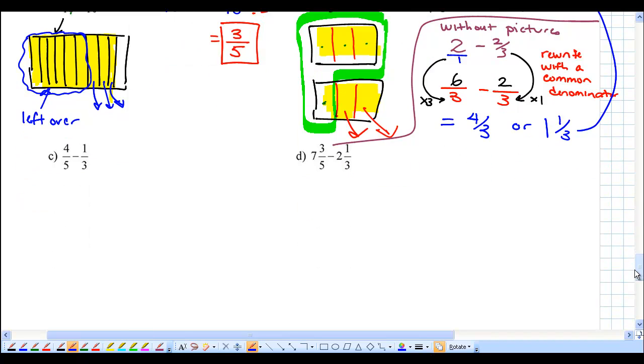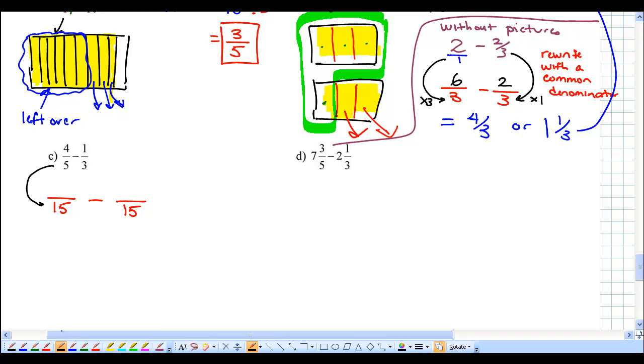Let's try part C. Are the denominators the same? No. So what can I do to make them the same? Yes, Dale. Times them together. Good. So what's 5 times 3? 15. So Dale says, let's rewrite our fractions with the denominator of 15. Awesome.